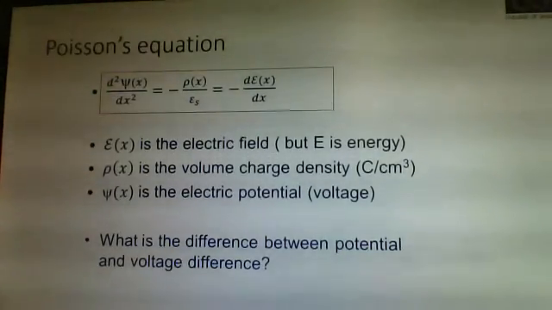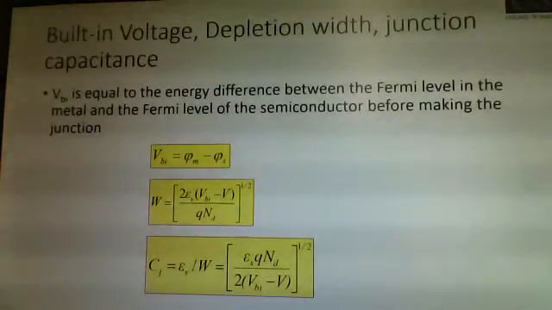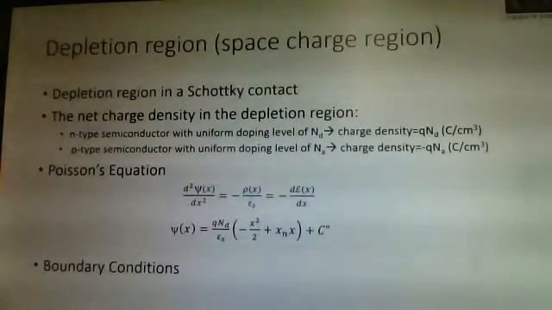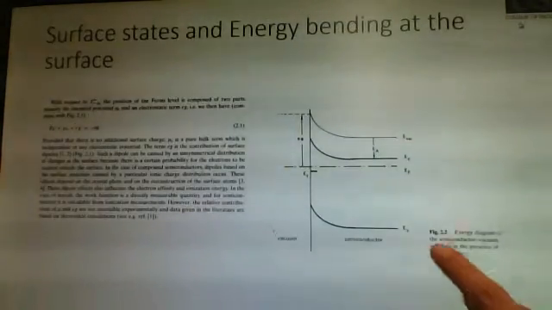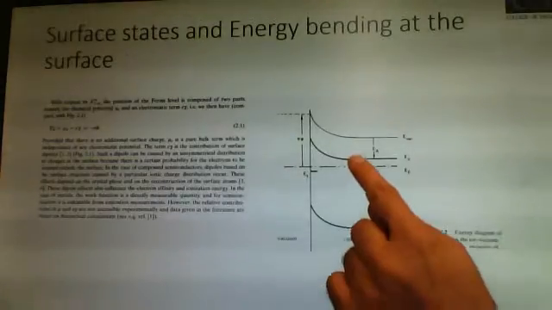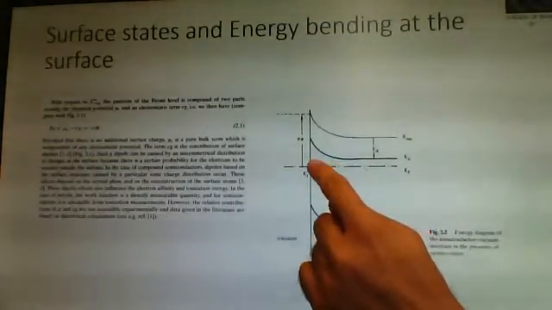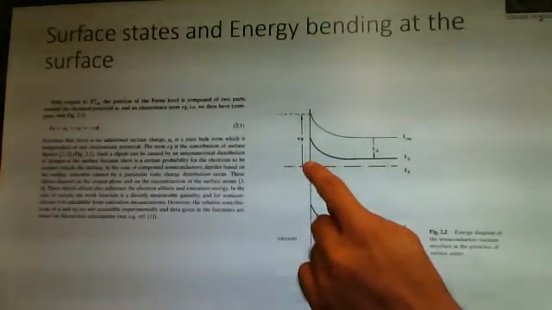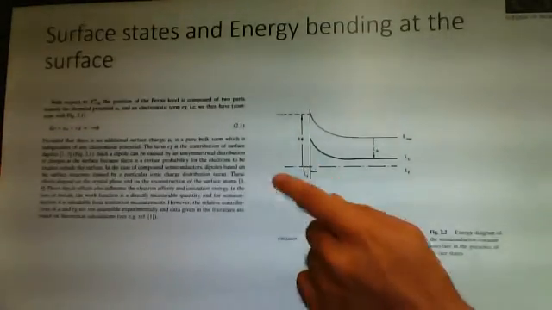That's the reason that when we look at the energy bending, we see that for the region where we have the depletion region, we have charge in this part of the semiconductor because the electrons have left the semiconductor to get to the metal junction.